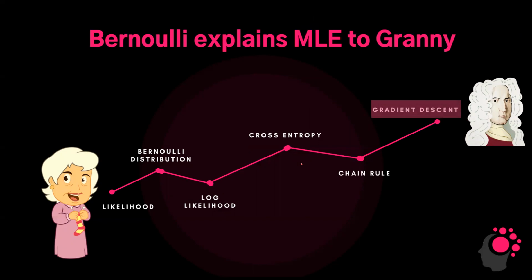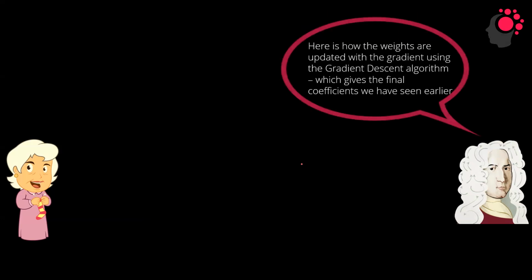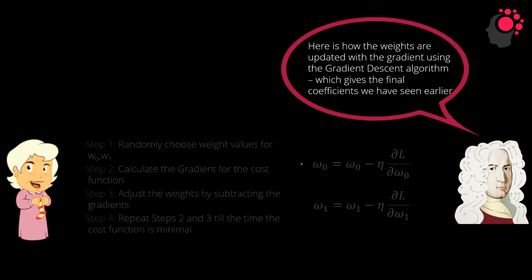Just like the linear regression algorithm, here also we're going to use the same gradient descent algorithm. The only difference is the gradient calculation. In the case of linear regression, gradient values are different. Here, the gradient values are different because it's a different cost function. We are going to update the weights with the gradient using the gradient descent algorithm, which will give the final coefficients that we have seen earlier.